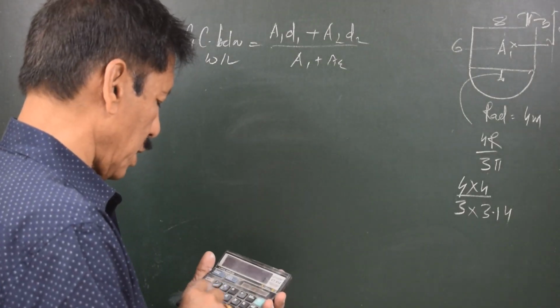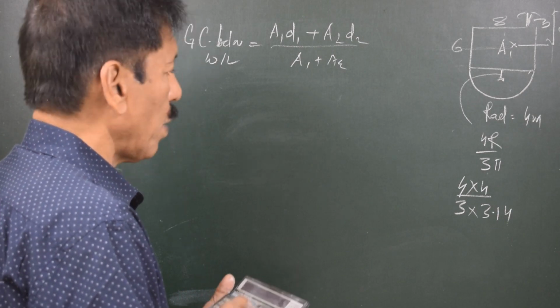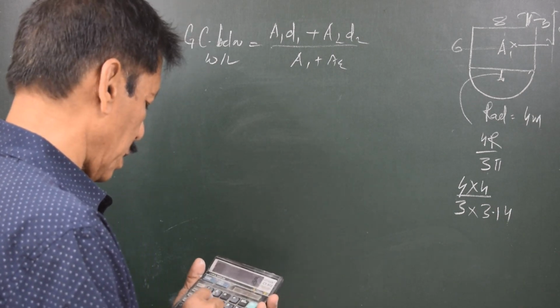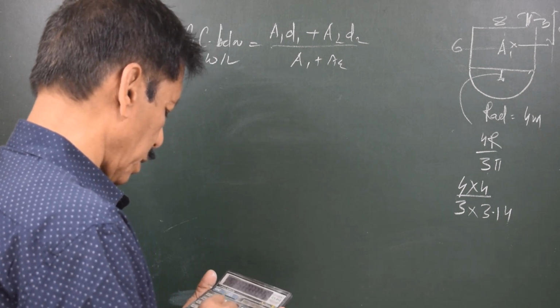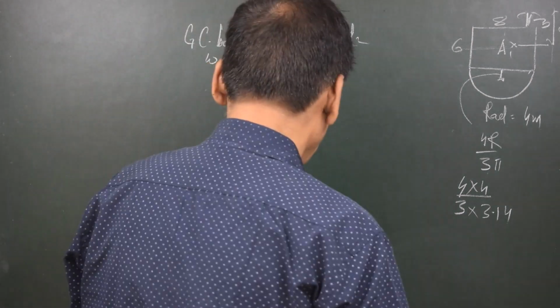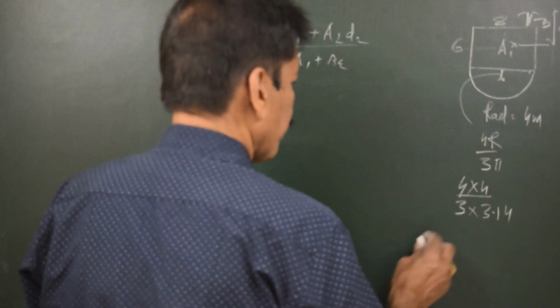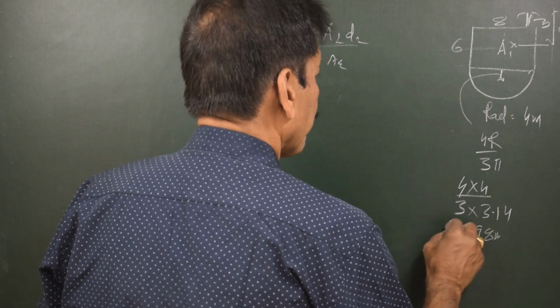That is 16 divided by 3 pi, which gives me 1.698 meters.